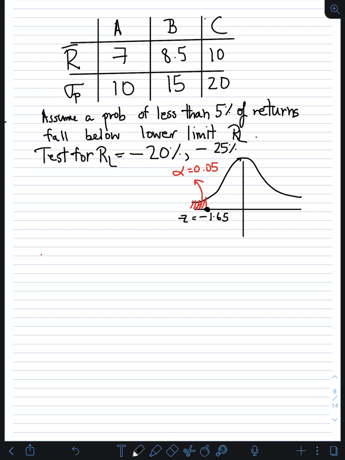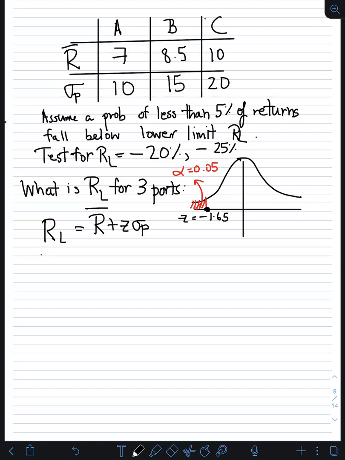So basically, we start off by asking what is the RL for the three portfolios? Okay, if you don't remember, you can look at previous videos as well. RL is equal to R bar plus Z times sigma P. Okay, this is the z associated with that alpha. You can write it that way too. The z associated with that alpha is minus 1.65. Okay, so we're going to use that number.